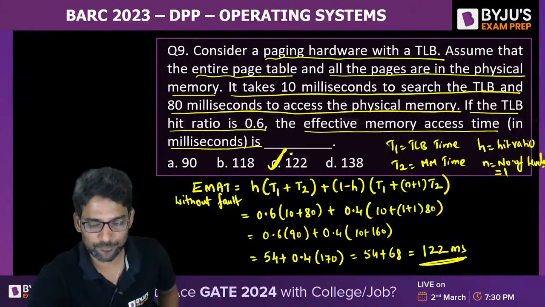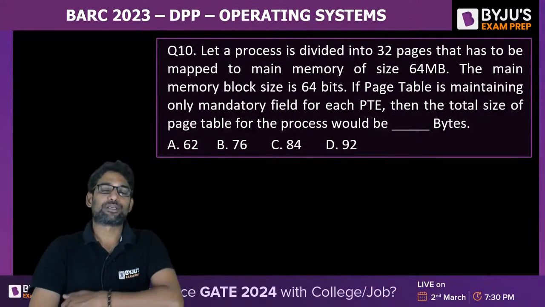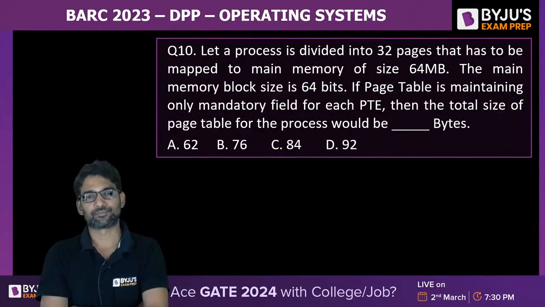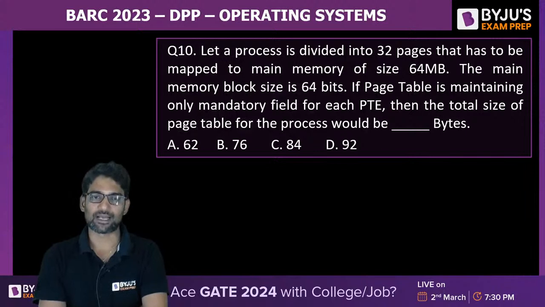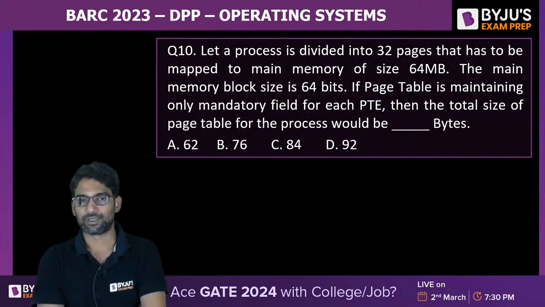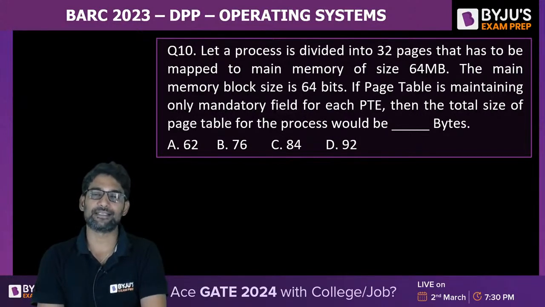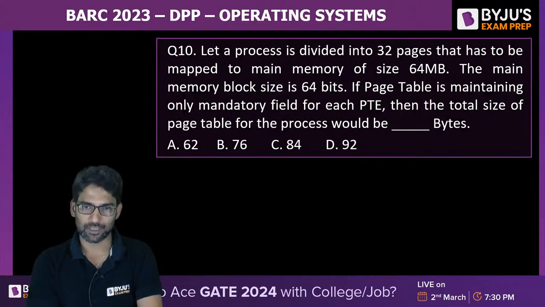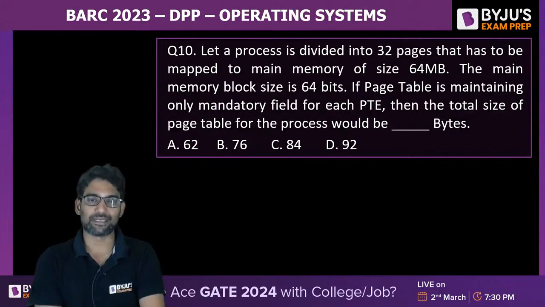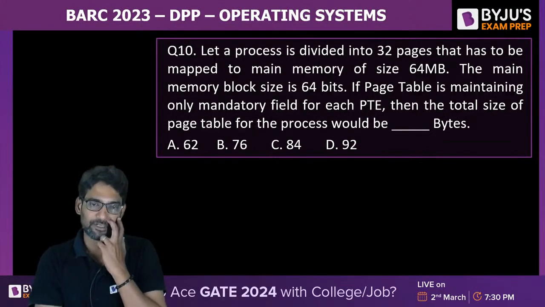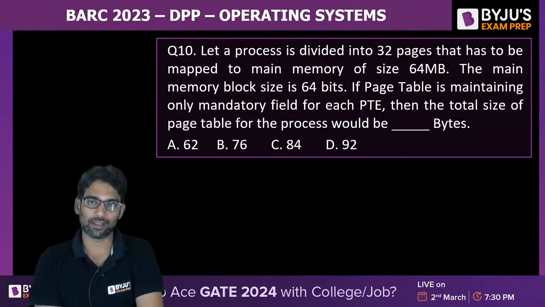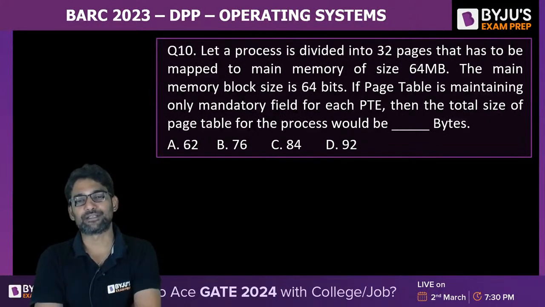Now, the last question of the session. Let a process be divided into 32 pages that has to be mapped to main memory of size 64 MB. The main memory block size is 64 bits. If the page table is maintaining only the mandatory field for each PTE, then the total size of the page table would be dash bytes.